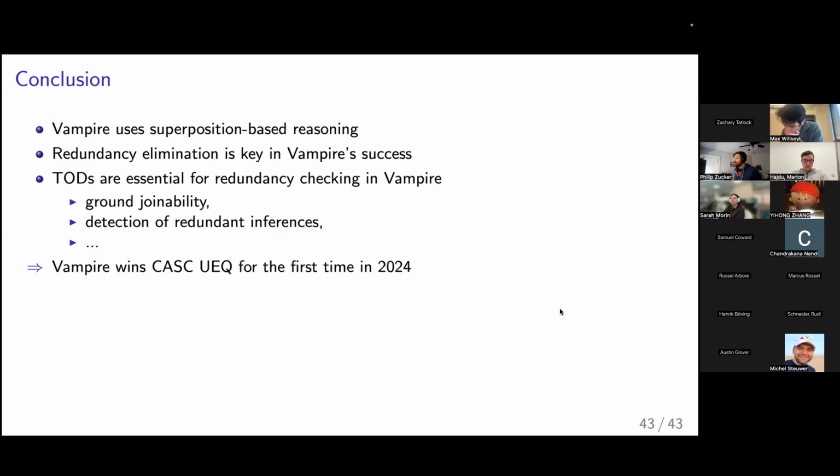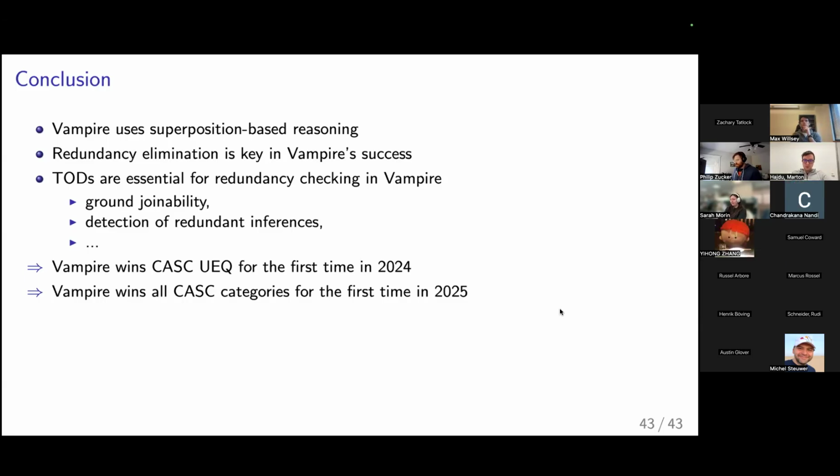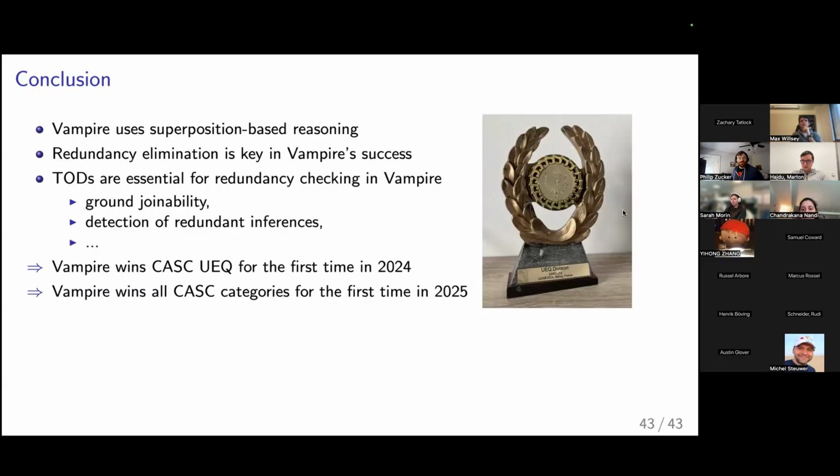And the nice thing is that with term ordering diagrams and some other optimizations in the demodulation and some new strategizing, Vampire won the CASC's UEQ fragment for the first time in 2024. And last year it actually won all categories for the first time, including unit equality. So this is a big success, and here's a trophy, for the unit equality division from 2024.